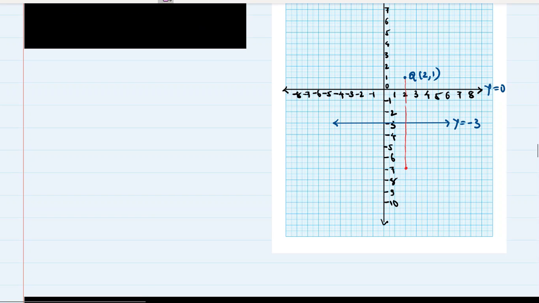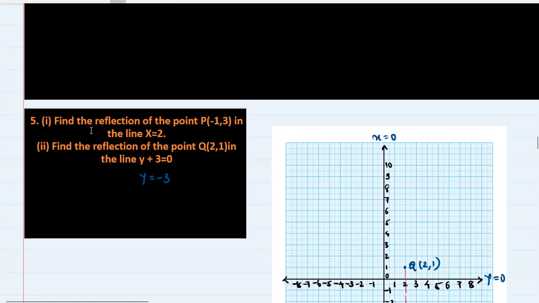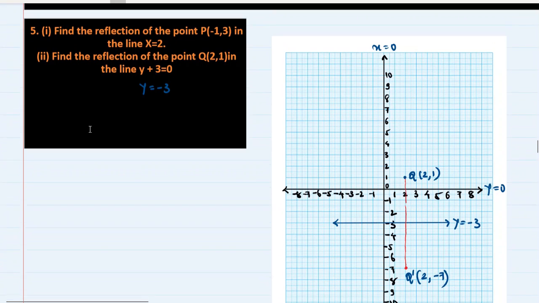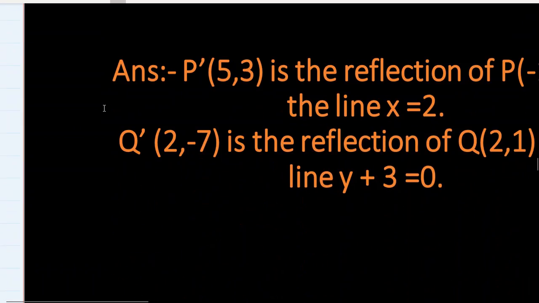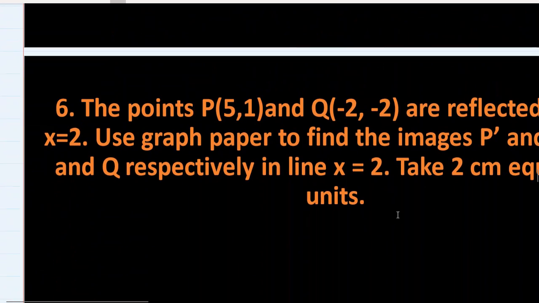Let me write it with blue ink. Q dash, which is the image of point Q, has coordinates (2, -7). So the x coordinate remained as it is; only the y coordinate changed due to the reflection. That's how you find reflection on a graph. Easy. Any other line apart from the x-axis or y-axis can also serve as a mirror line to find the reflection. Next question.